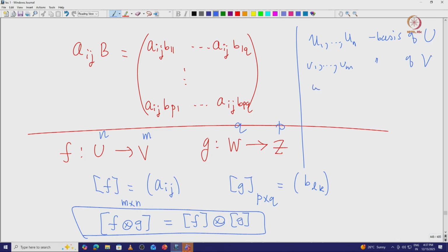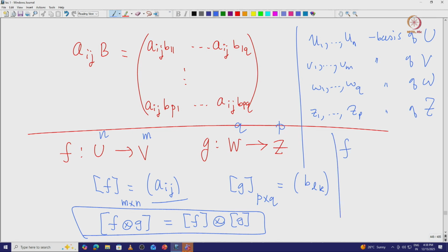Similarly, w1 etcetera wq and then z1 etcetera zp. So, these are basis of w and basis of z. So, this is the notation that I am using. Now, how is this matrix Aij defined? The matrix Aij is defined as follows.